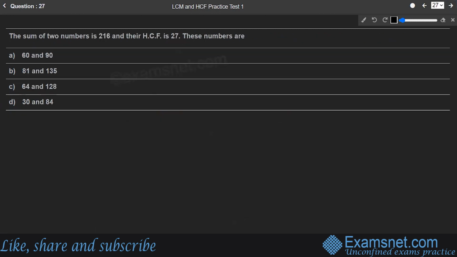Now, the sum of two numbers is 216 and their HCF is 27. That's what they say. These numbers are what we are supposed to solve. Okay, let us do it. As they say, the sum of two numbers is 216. So let the numbers be x and y. So they say x plus y is 216.